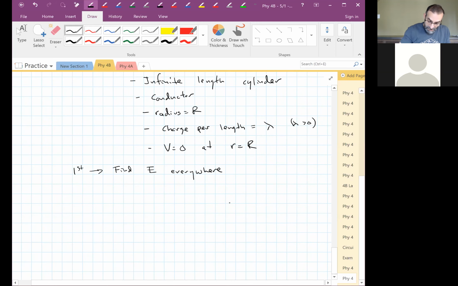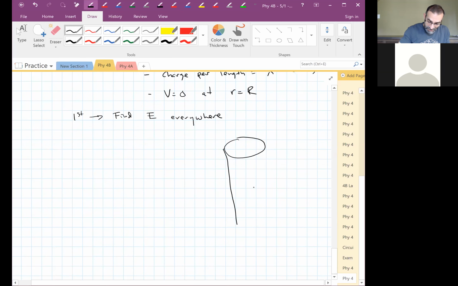We have a spherical, we don't have a spherical. We have a cylindrical charge distribution, radius R. It has positive charge. It's a conductor.